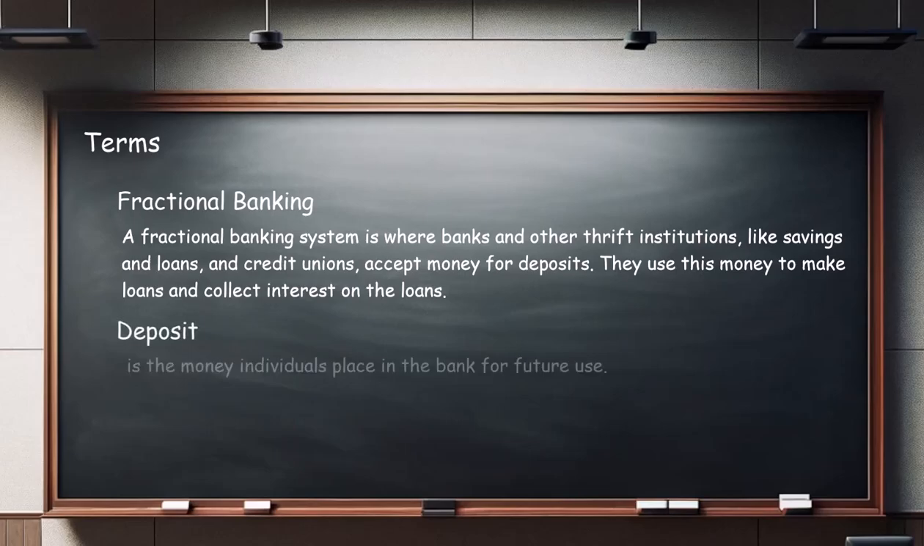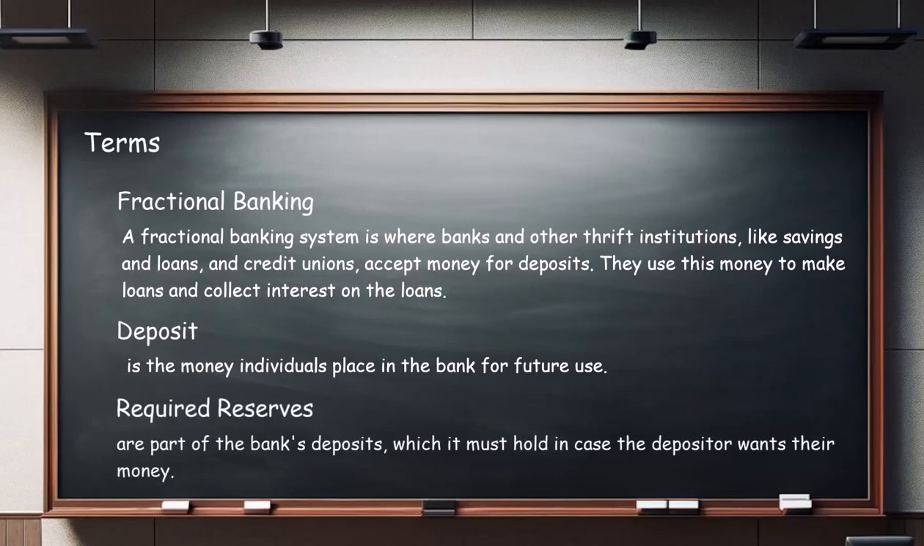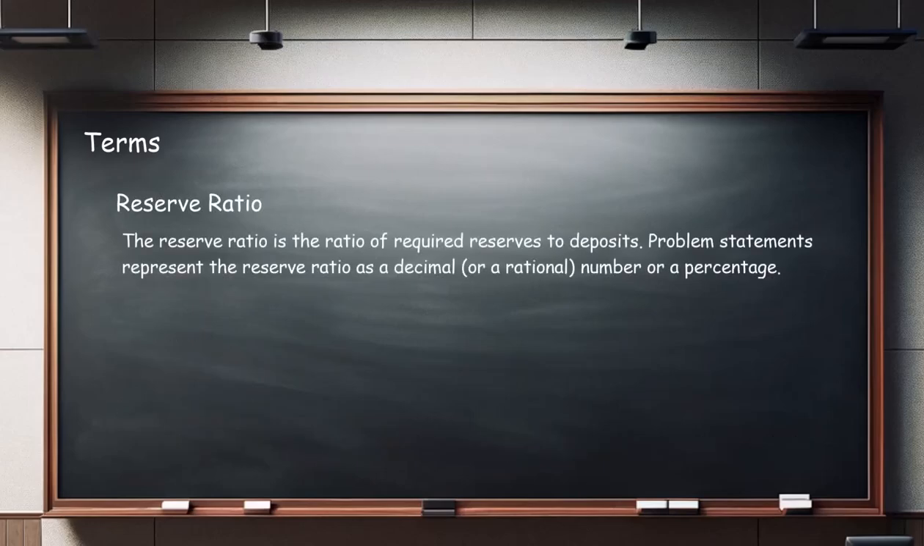A deposit is the money an individual places in the bank for future use. Required reserves are the part of the bank's deposit which it must hold in case depositors want their money. The reserve ratio is the ratio of required reserves to deposits. Problem statements may represent the reserve ratio as a decimal, or a rational number, or a percentage.